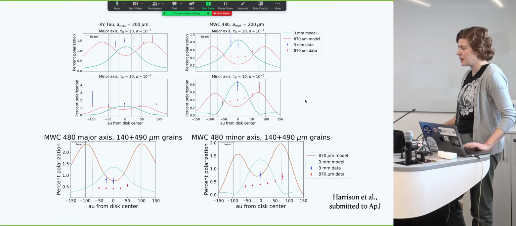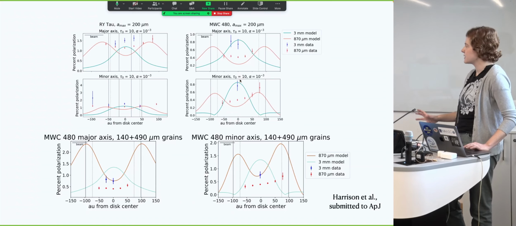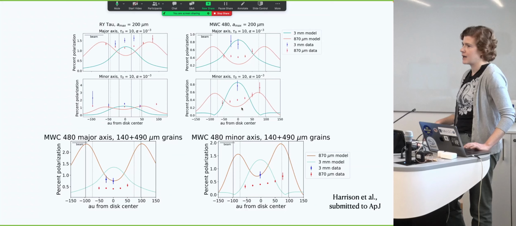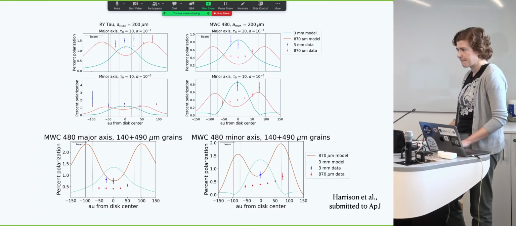Yes, so these are plots showing the dust grain models where we did manage to reproduce the fact that we've got a higher polarization fraction at band 3 in the center of the disk, and we've got an observable degree of polarization at both of the wavelengths that these disks were observed at.